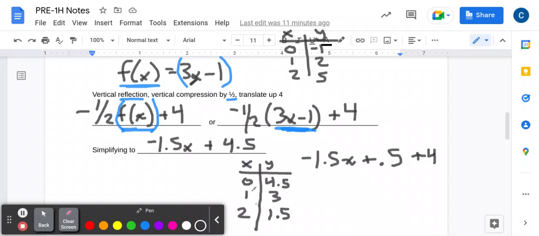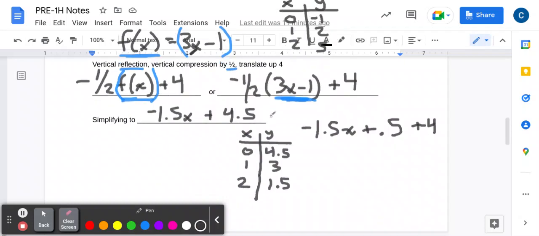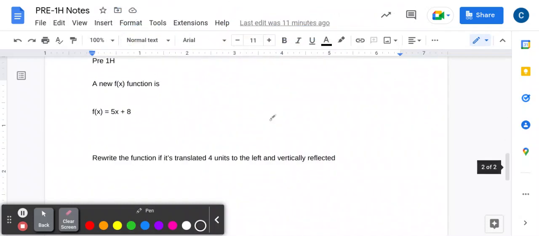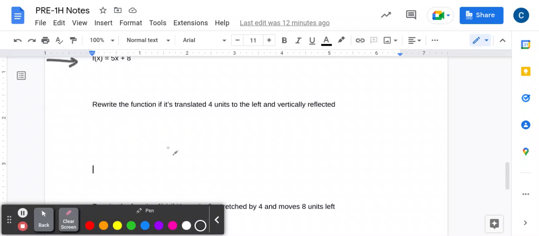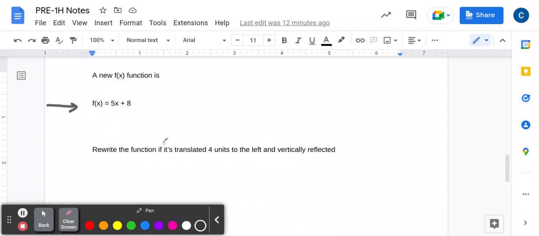Okay, so these would be the points that would make up our graph of f of x after it's vertically reflected, compressed by a half, and translated up 4. So that's that. Maybe take a minute and try these last two problems on the back. I give you a new f of x of 5x plus 8 and 2 problems down there. We'll see if we can rewrite those functions and then substitute and actually come up with the equation for it.